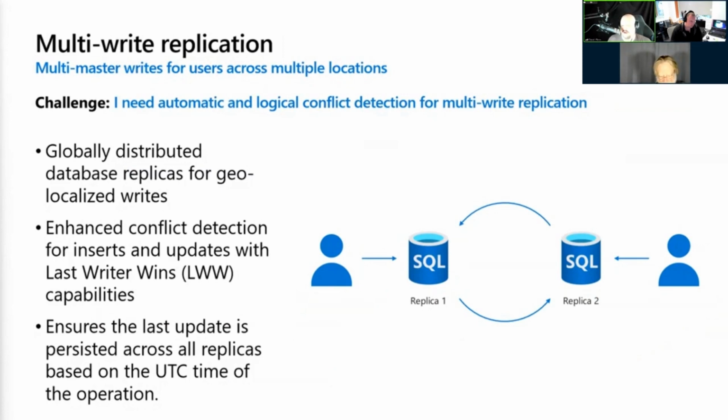In SQL Server 2022, when configured with the new last writer wins conflict resolution, we record a timestamp for each update in a hidden column that's added to the table as part of the subscription. When the conflict is detected, we choose the most recent update, in other words, the last writer, to be the value that is persisted on all the replicas instead of the one with the highest ID.